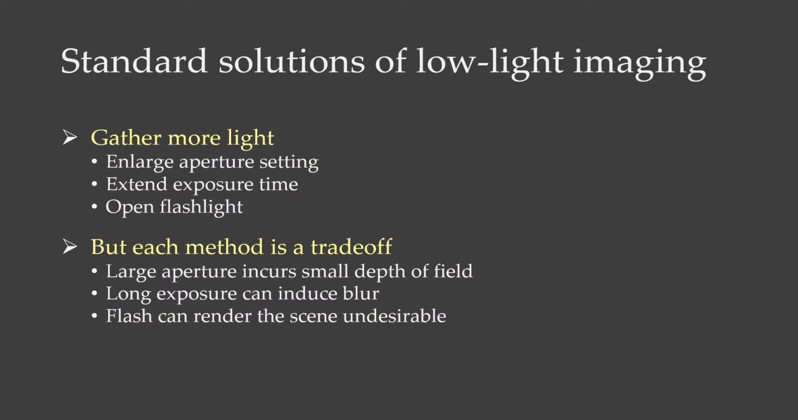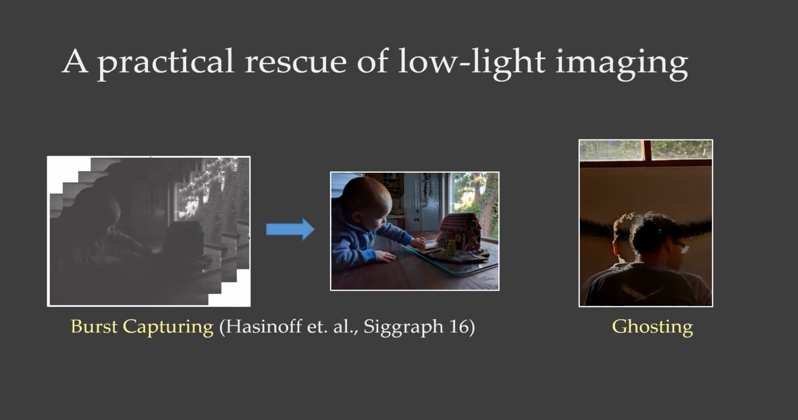The standard solution for low-light imaging is to gather more light, which includes enlarging the aperture size, lengthening the exposure time, and opening the flashlight. But each method is a trade-off. A practical rescue of low-light imaging is to use burst capturing. However, it generally suffers from ghosting effects when capturing dynamic scenes in the presence of humans, vehicles, etc.